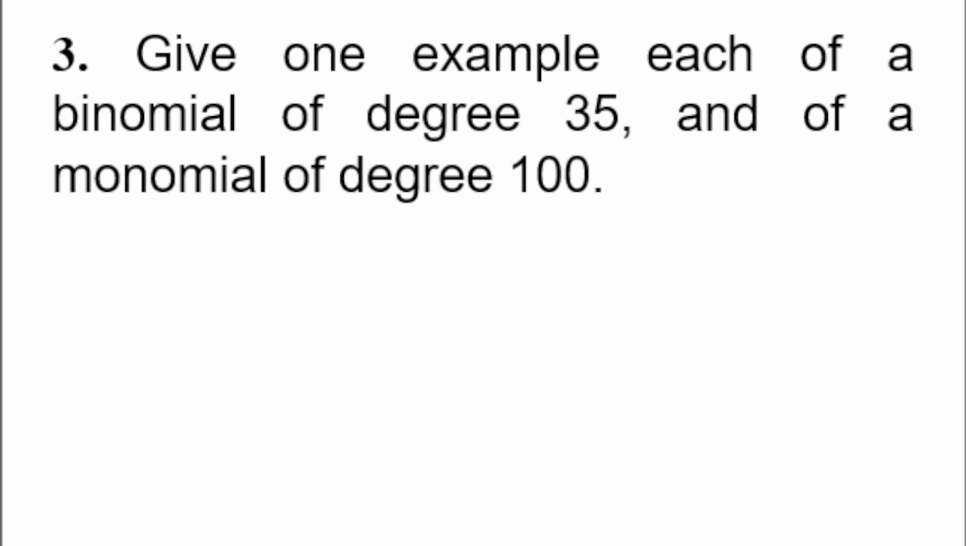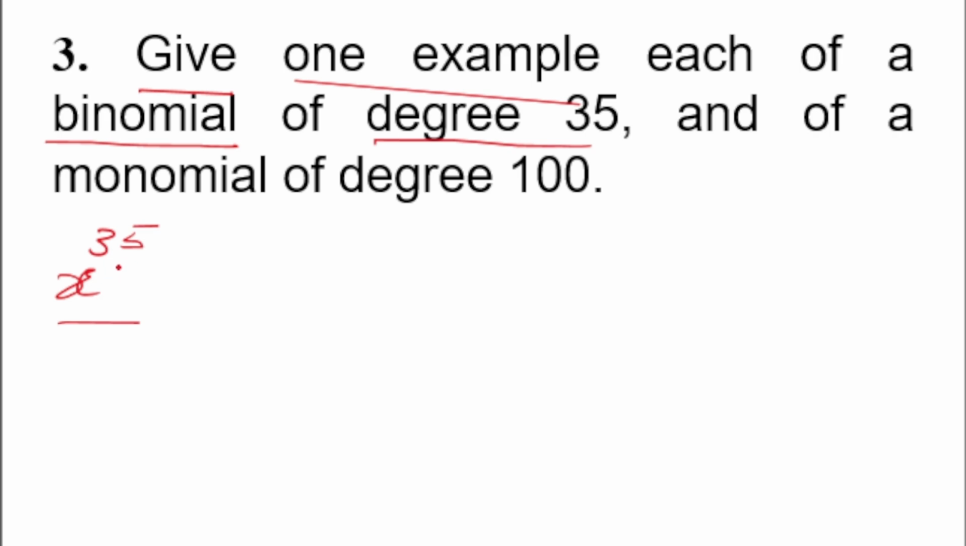So this is the third question. In this case, they say give one example each of a binomial. Binomial means a polynomial which has two terms or two expressions of degree 35. Therefore, the highest power should be 35. So one term is certain that it should be x to the power 35 or y to the power 35 or z to the power 35, any of these. And the second term can be any term. It can be a constant, it can be a variable of some power like x to the power 30.